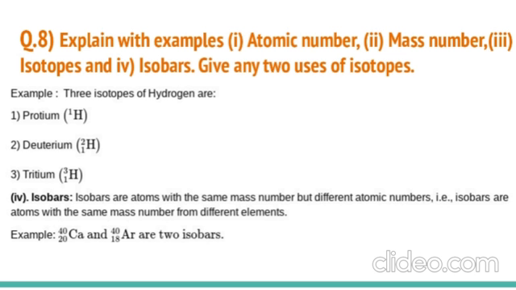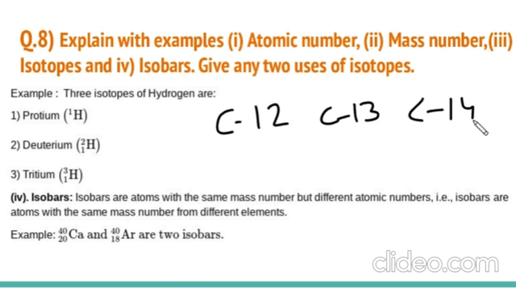Like here also, the 3 isotopes of hydrogen: protium, deuterium, and tritium. I even explained for carbon that there are carbon 12, carbon 13, carbon 14 isotopes. Also for chlorine there are two. Correct. So those are the isotopes. And isobars are two different elements that have the same mass number. The atomic number is different, but the mass numbers are the same, like calcium and argon, these two are isobars.